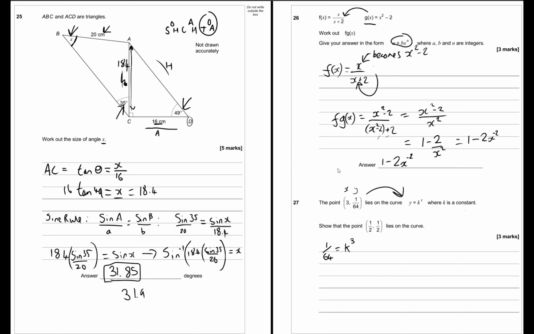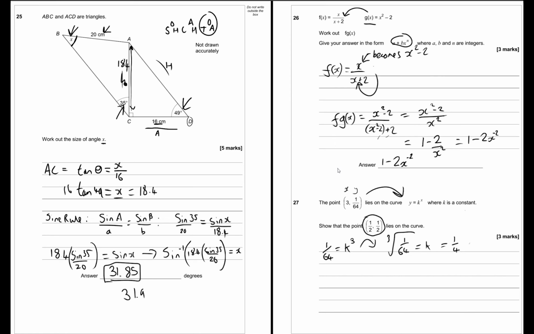So let's try to simplify this. We can take the cube root to the other side. So we're going to get 1 over 64, all cube rooted, equals k. What's the cube root of 1 over 64? We're going to get k equals 1 over 4. So k equals 1/4.